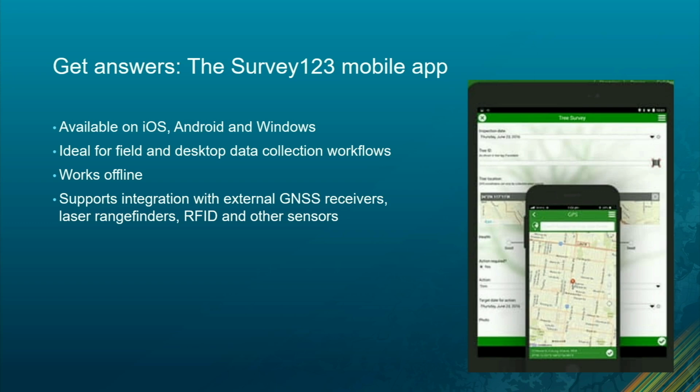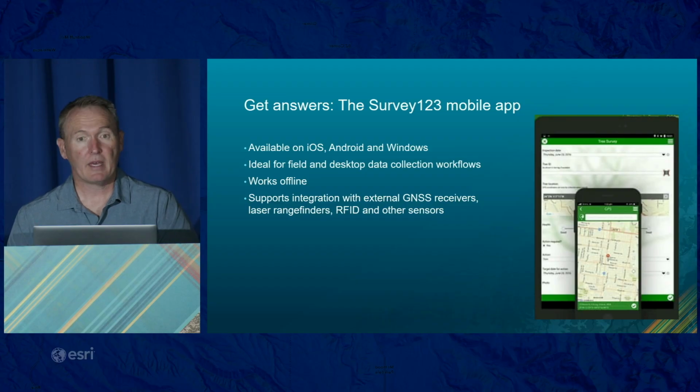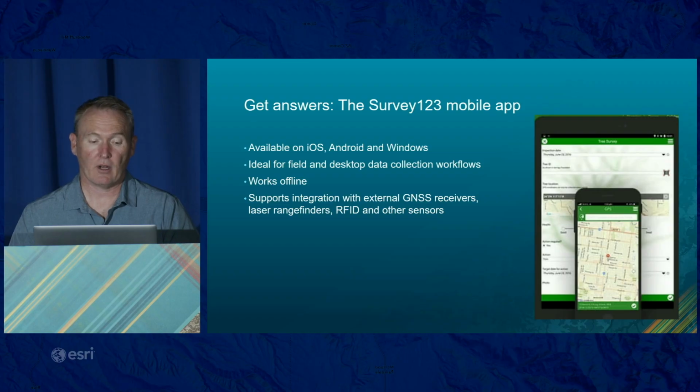It does work offline, so as opposed to the web, it allows you to work while disconnected from a network and capture data while you're offline. And because it's a native application, it supports integration with external receivers and things like GNSS receivers. We support laser rangefinders, RFID tag readers. So because it's a native application, there's capability you don't have on the web because we can connect into those.